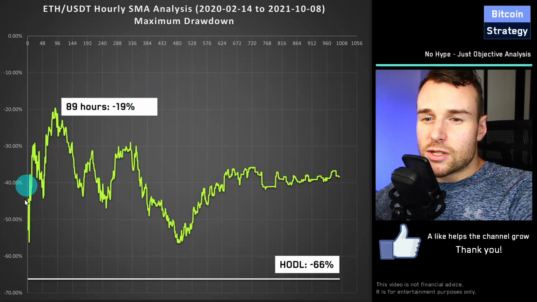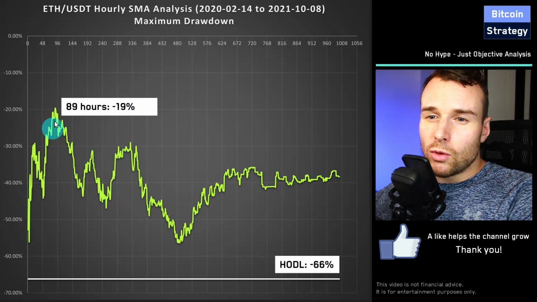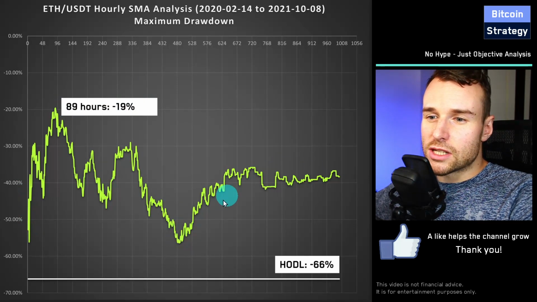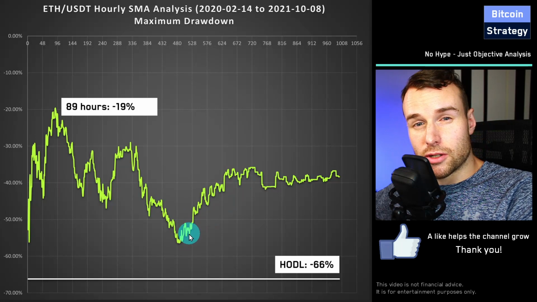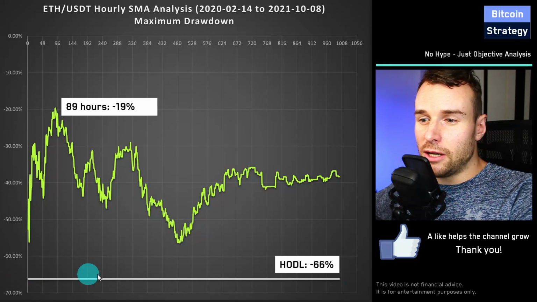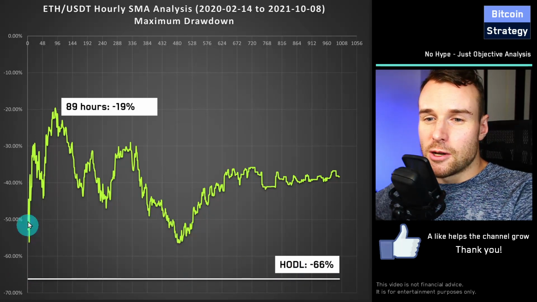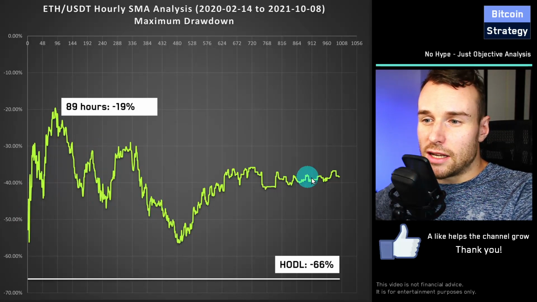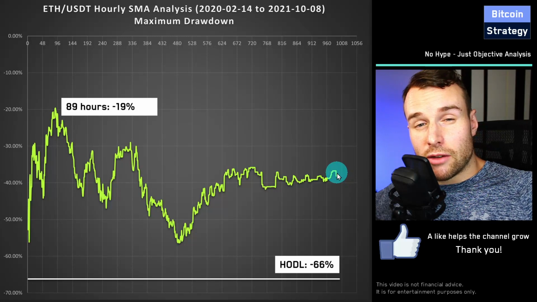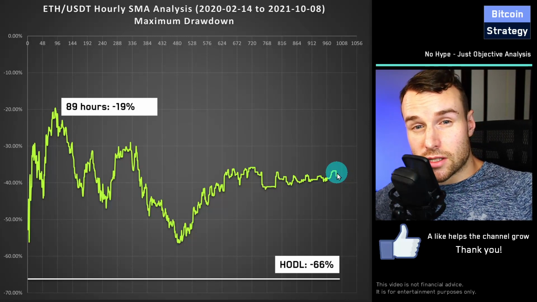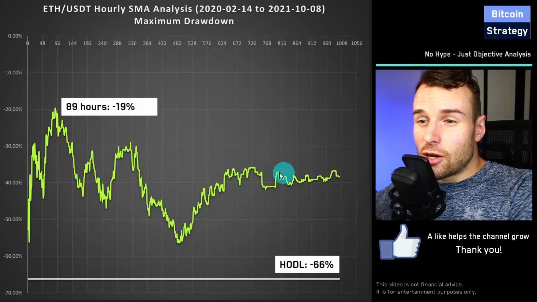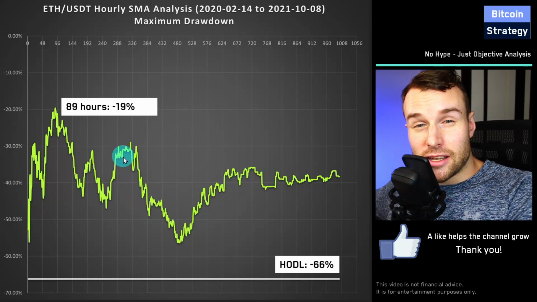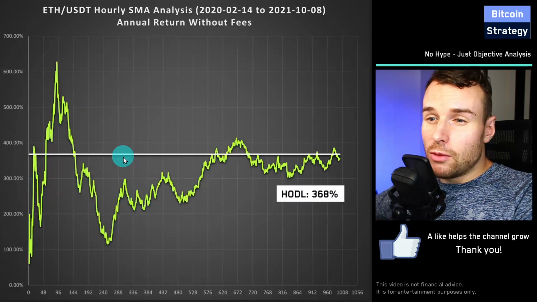Now, what's also interesting here is that no matter what moving average we take here, we will always lose less from the top to the bottom compared to buying and holding. Buying and holding is minus 66%. No matter what trading strategy we use, we potentially lose less. So it doesn't really matter what moving average we use if we want to reduce risk. Now here's the problem, right? This is only looking at risk. This is not yet looking at return. And that's in the end why we are in crypto. We want to make return.